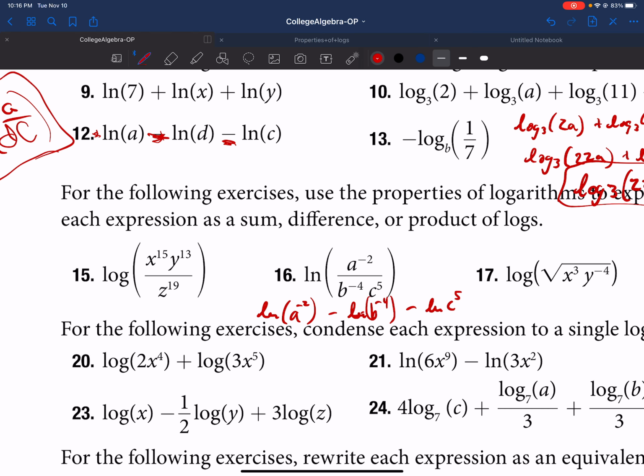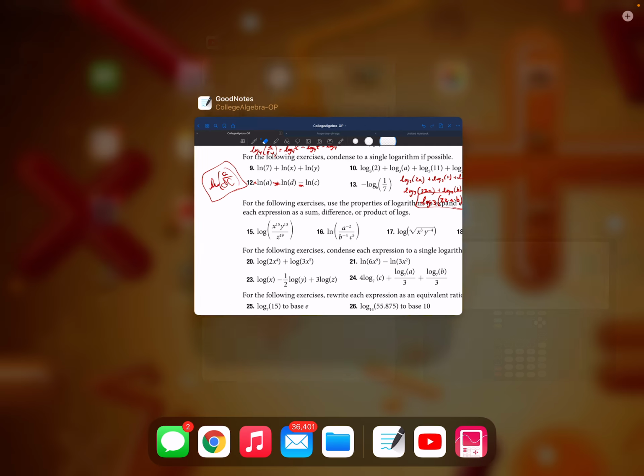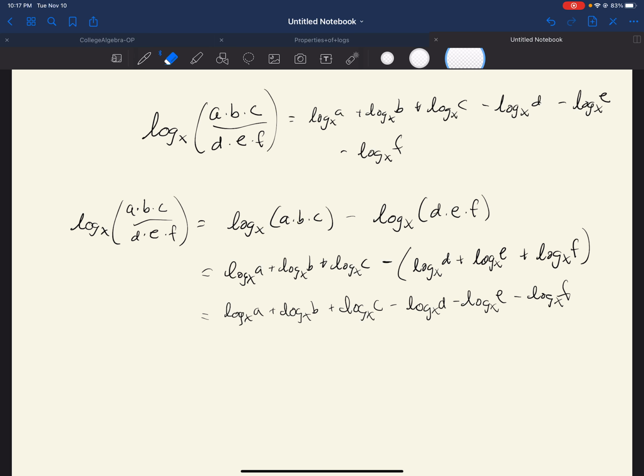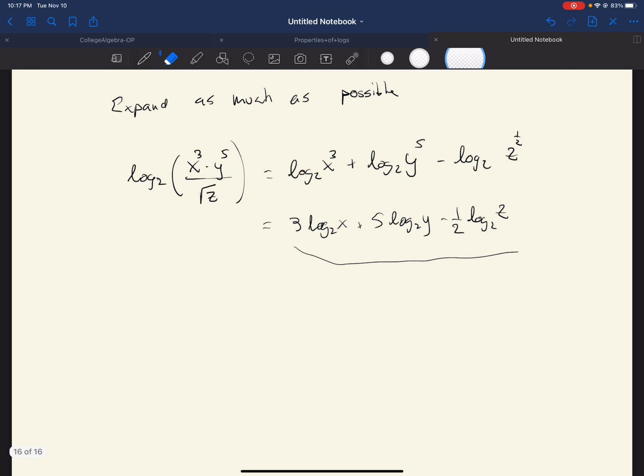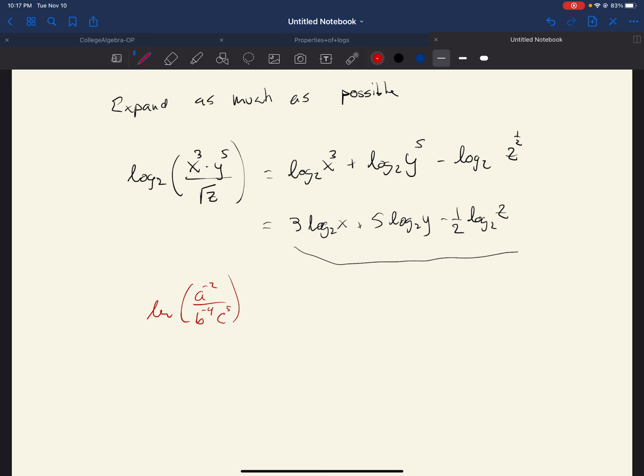But then, hold on, I'm going to actually cut this and take it because I want to show you a few things that are really cool about this. So it's a to the negative 2 over b to the negative 4, c to the 5. Is that right? Yep. Okay, so here's where we were.